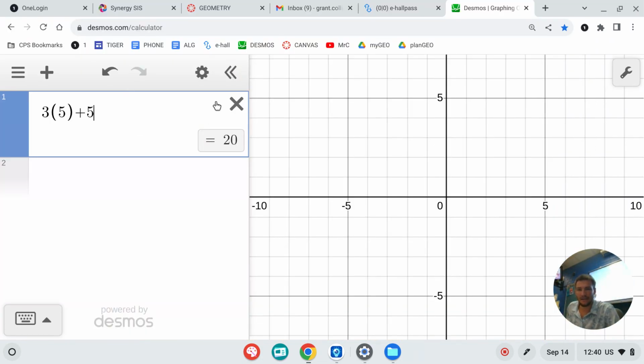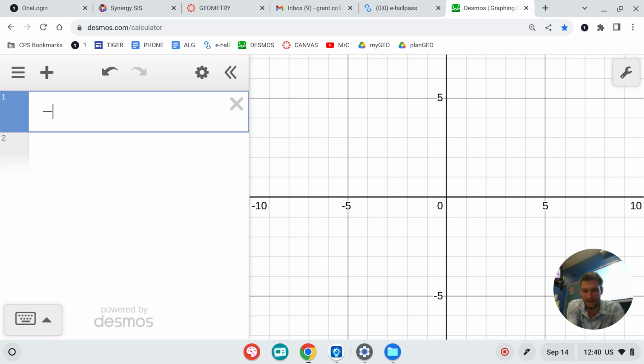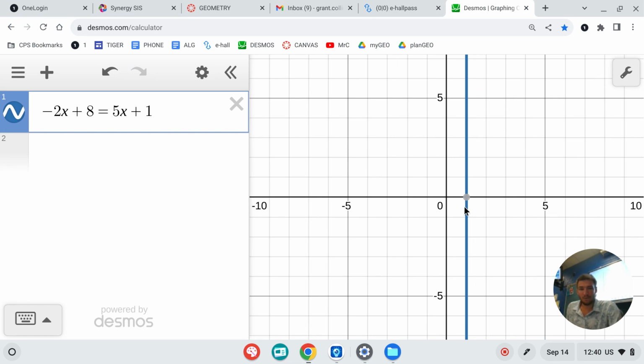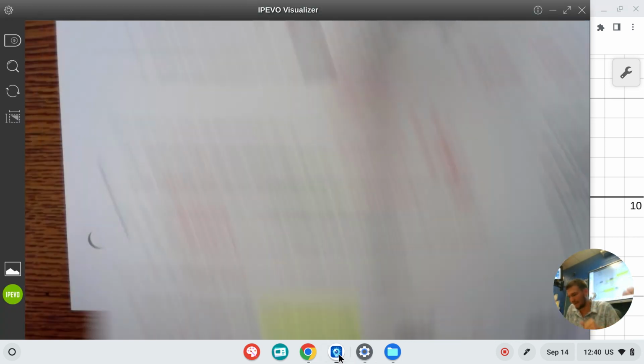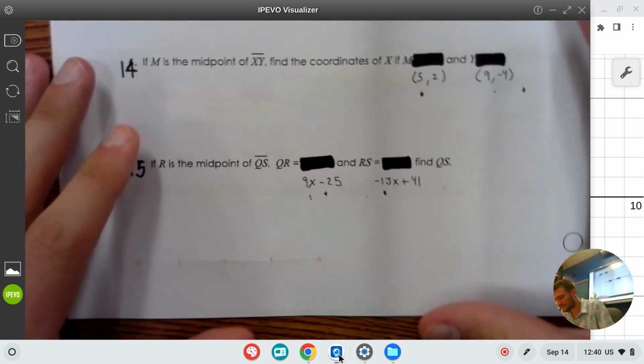Type it in, and I'm sure we're going to find the answer is 1, because I trust our classmates, especially since they all agreed. I'm getting 1. Looks good. Any questions on the front of the piece of paper? Okay, let's flip it over to the back.